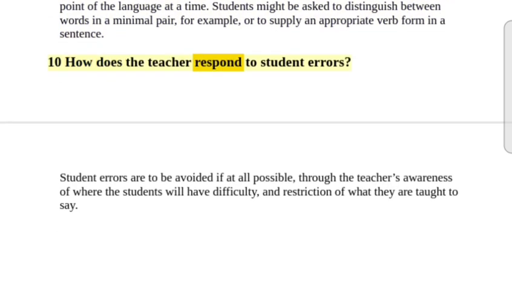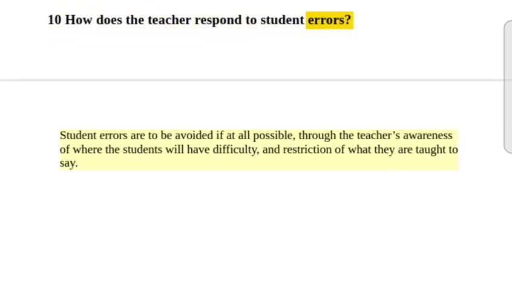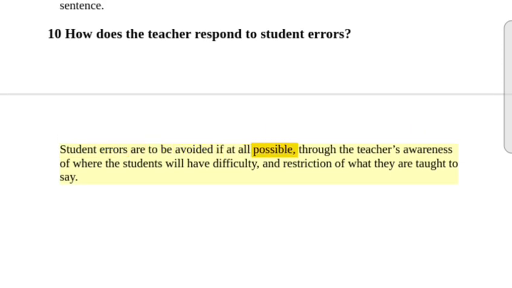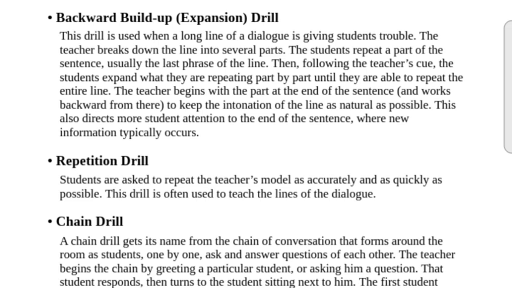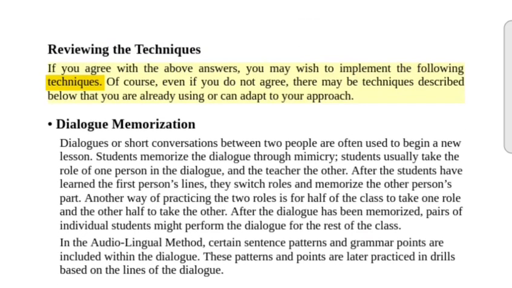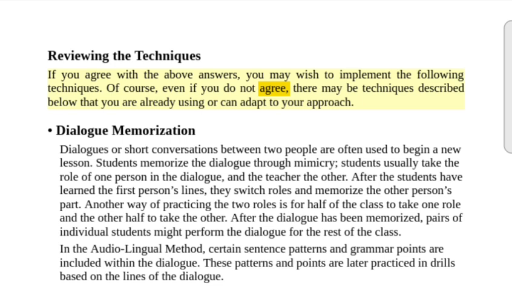10. How does the teacher respond to student errors? Student errors are to be avoided if at all possible, through the teacher's awareness of where the students will have difficulty, and restriction of what they are taught to say. Reviewing the techniques. If you agree with the above answers, you may wish to implement the following techniques. Of course, even if you do not agree, there may be techniques described below that you are already using or can adapt to your approach.